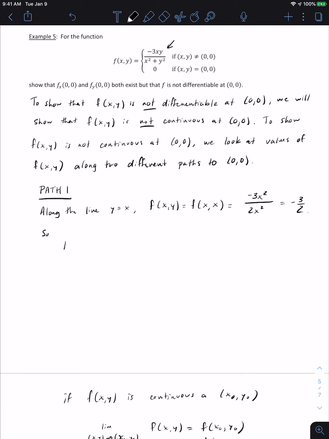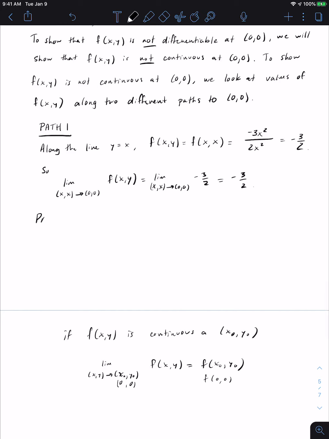So what does that mean? That means the limit as (x, x), remember that's our way of saying along the path y equals x, approaches (0, 0), well, my function is equal to the constant negative 3 halves along that path. So I get the limit as (x, x) approaches (0, 0) of negative 3 halves, because that's what my function looks like along that path. There's nowhere to plug in (0, 0), so this limit is negative 3 halves.